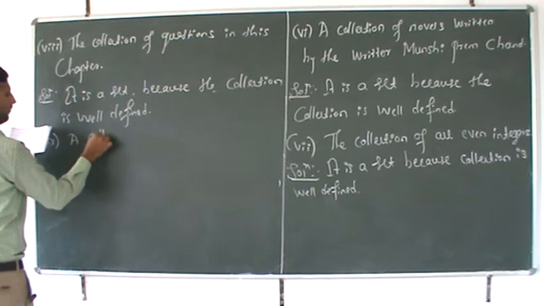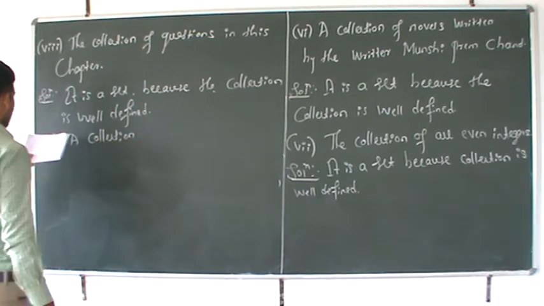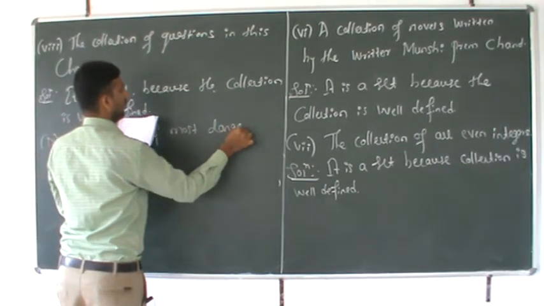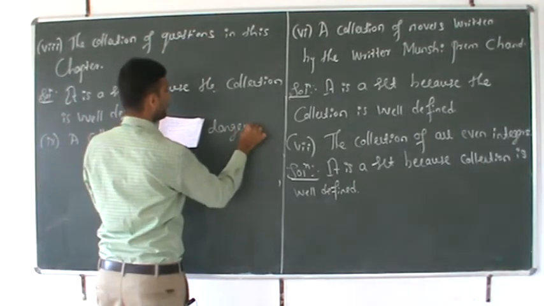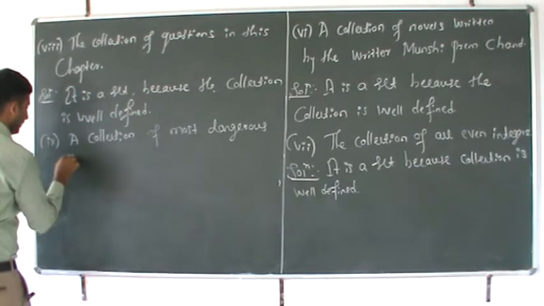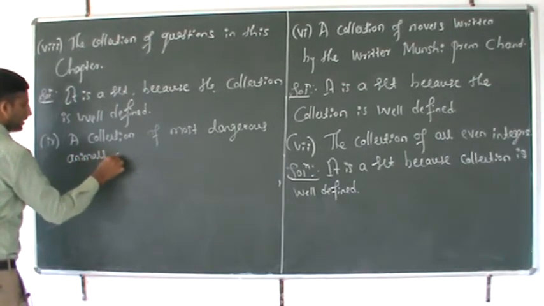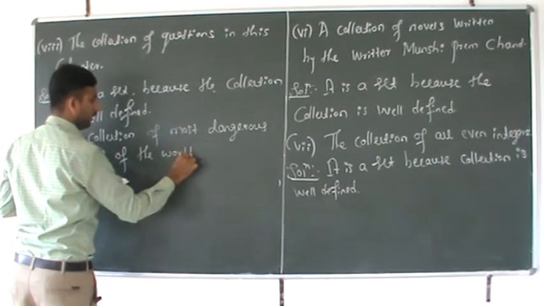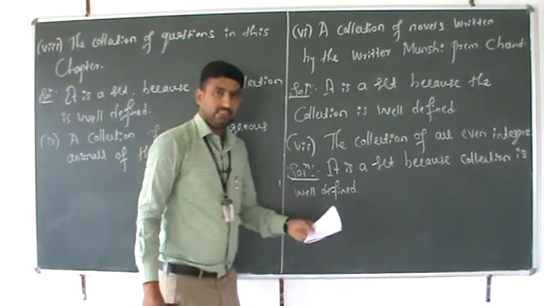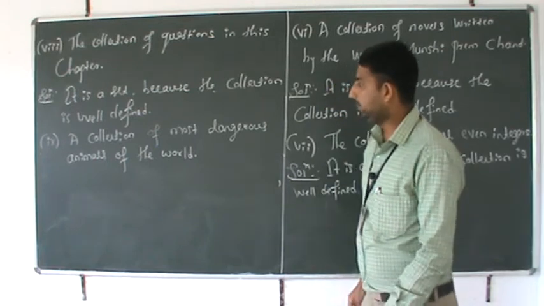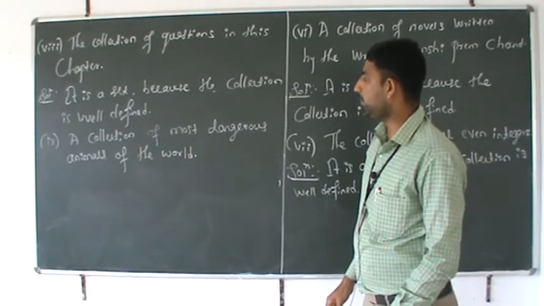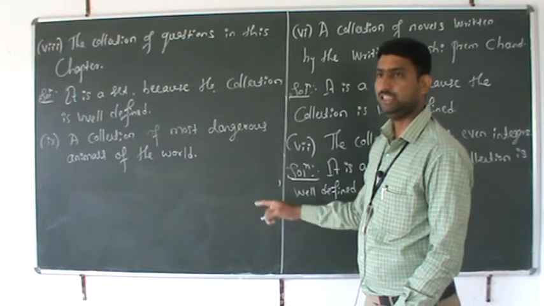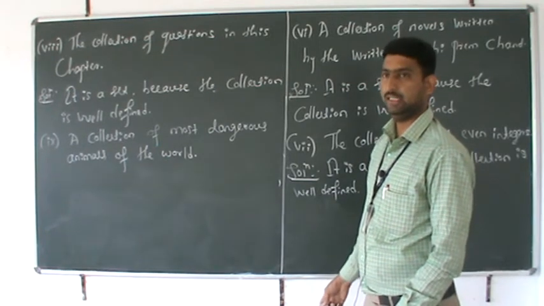A collection of most dangerous animals of the world. In the ninth one, the statement is the collection of most dangerous animals of the world. Whether it is a set or not, we have to mention. Correct? It is not a set.